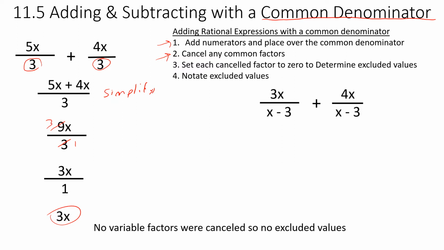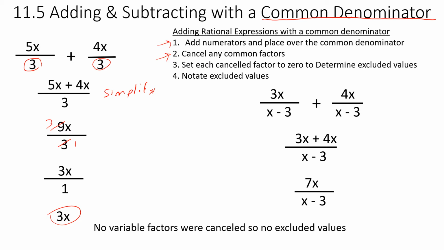Here we have 3x divided by x minus 3 plus 4x divided by x minus 3. So the first thing we're going to do is add those numerators and put them all over the common denominator. And then we're going to simplify. 3x plus 4x is 7x. And then you're going to cancel any common factors. In this case, there aren't any common factors. And so we don't have any variables to exclude because we can't cancel.